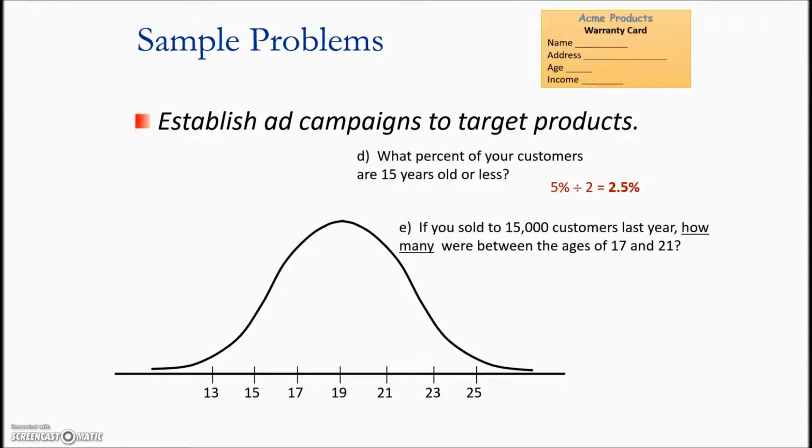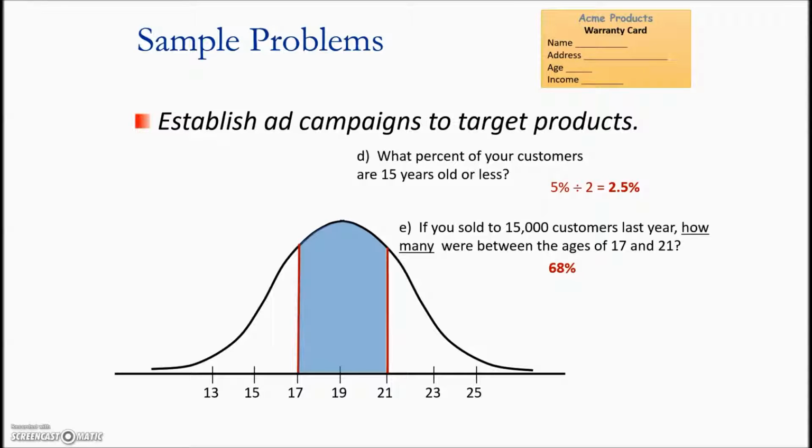The last question asks, if you sold to 15,000 customers last year, how many were between the ages of 17 and 21? Where do 17 and 21 fall? 19 is the mean. We are 1 standard deviation above and 1 standard deviation below. When we have that on a normal distribution, we're talking about 68% of the data. And this is true regardless if we're talking ages or light bulb lives or anything else. If it's normally distributed, 1 standard deviation is 68%.